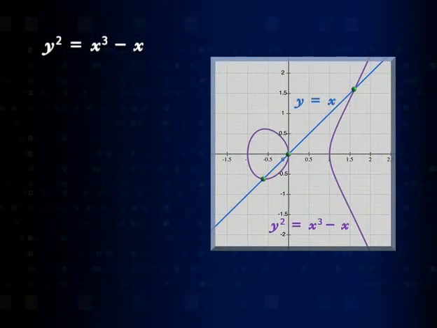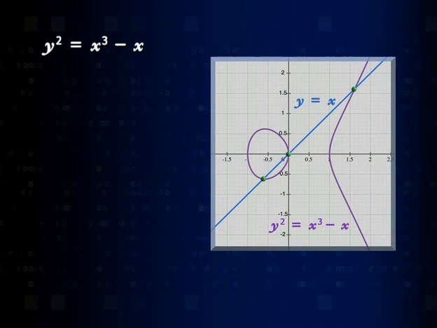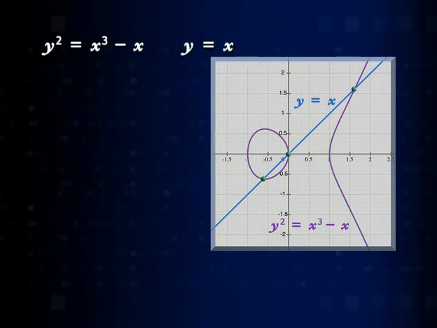It's a cubic. So because the highest power is 3, if we intersect its graph, its elliptic curve, with any straight line, then there will be up to 3 points of intersection. For example, let's consider the intersection of the elliptic curve y squared equals x cubed minus x with the line y equals x. That's the line that kind of cuts through right at a 45-degree angle.